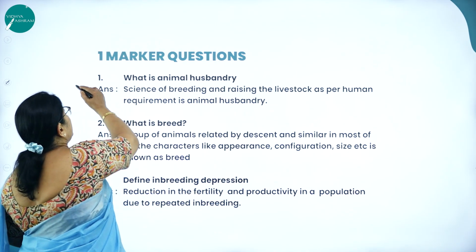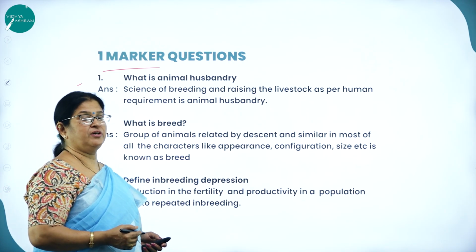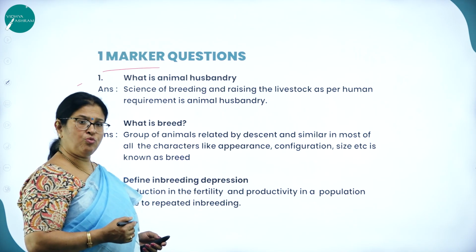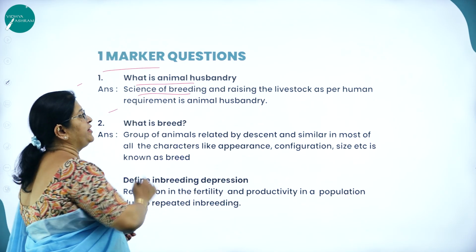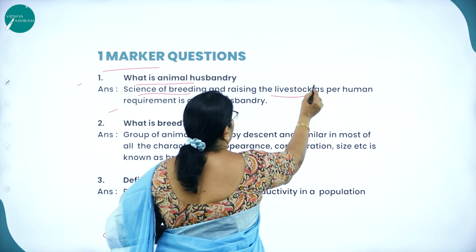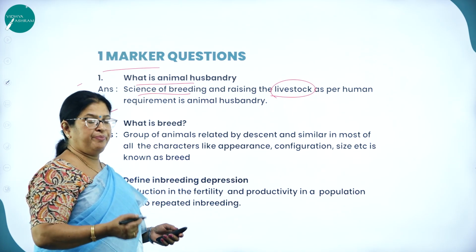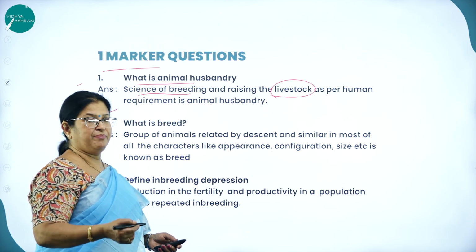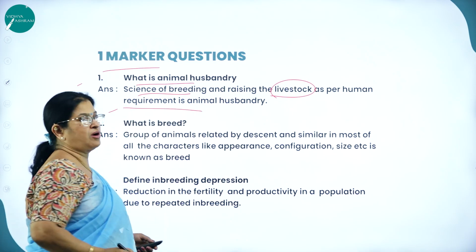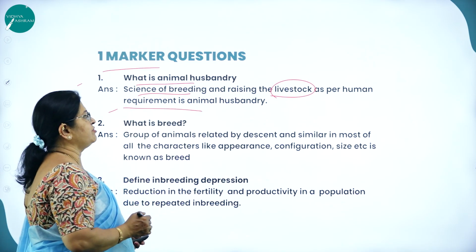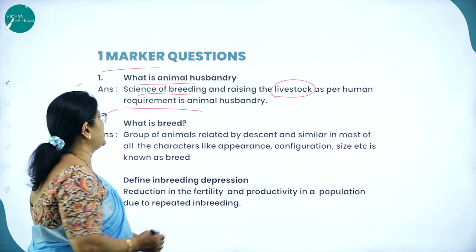Moving on, now let us discuss the one marker questions. What type of questions are going to appear from this particular chapter with reference to 1 mark? So what is animal husbandry? As I already said, science of breeding and raising the livestock. What are all the animals which come under livestock? Like the cow, buffalo, pigs, horses. Then even we come across the sheep, then the goat, etc. As per human requirement is called animal husbandry. So science of breeding and raising the livestock as per human requirement is called animal husbandry.